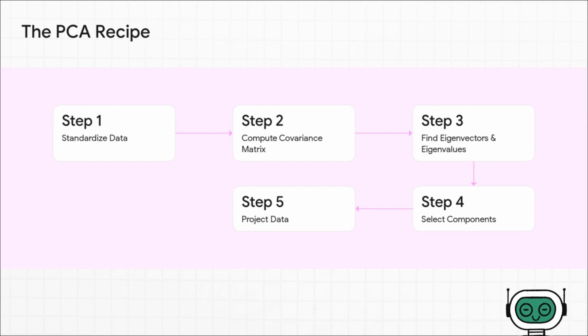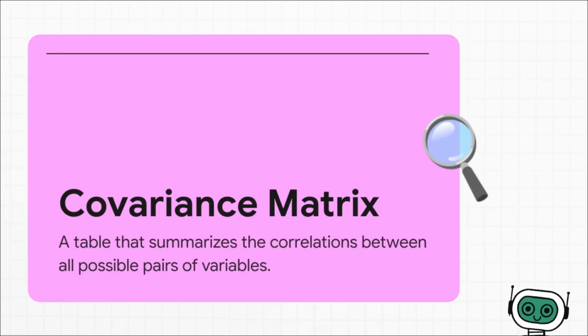It's not magic. It follows a pretty clear recipe. The first thing you have to do is standardize your data. This just puts all your variables on the same scale, so one feature with huge values doesn't dominate the others. Once that's done, we move into a bit of linear algebra. We compute something called the covariance matrix. It sounds technical, but it's just a grid that summarizes how every variable moves in relation to every other variable. It tells us which ones tend to go up together and which ones move in opposite directions. This is how we map out the redundancy in the data.